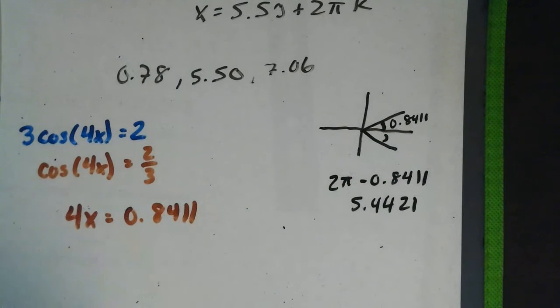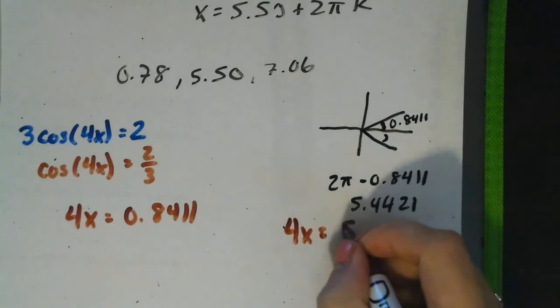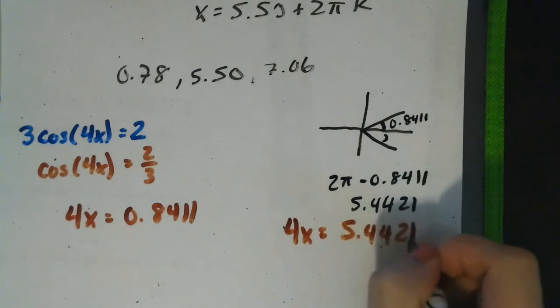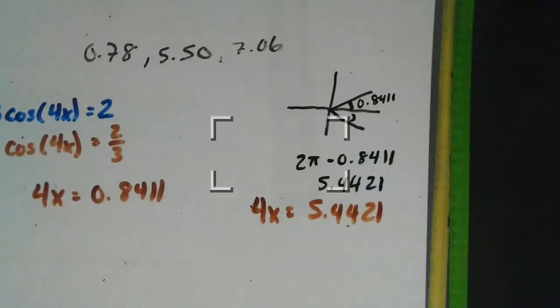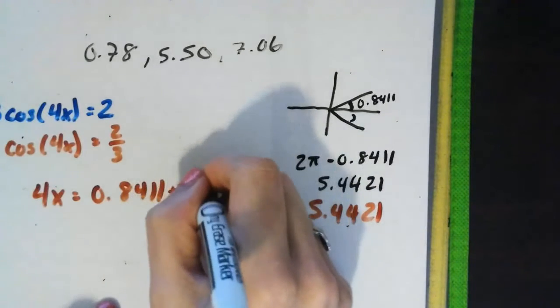This is still 4x is equal to, so I'm going to carry that along too. 4x could also be equal to 5.4421. These are our two solutions between 0 and 2 pi. If we want to look at all of the solutions, I need to add 2 pi k on the end.